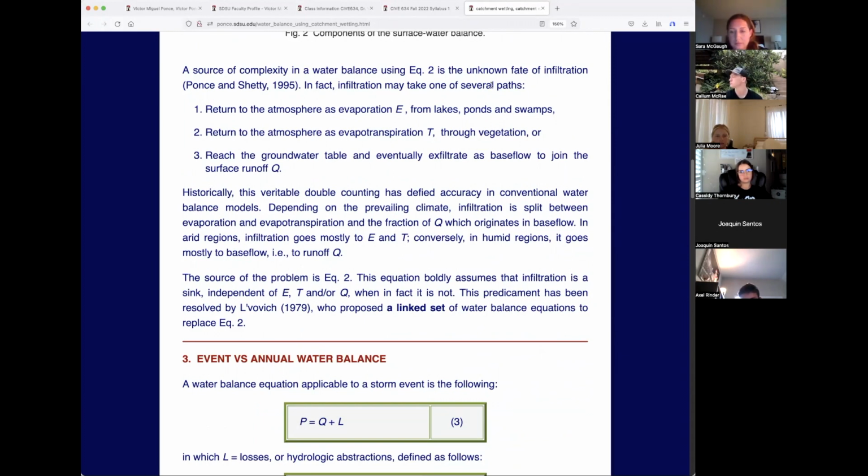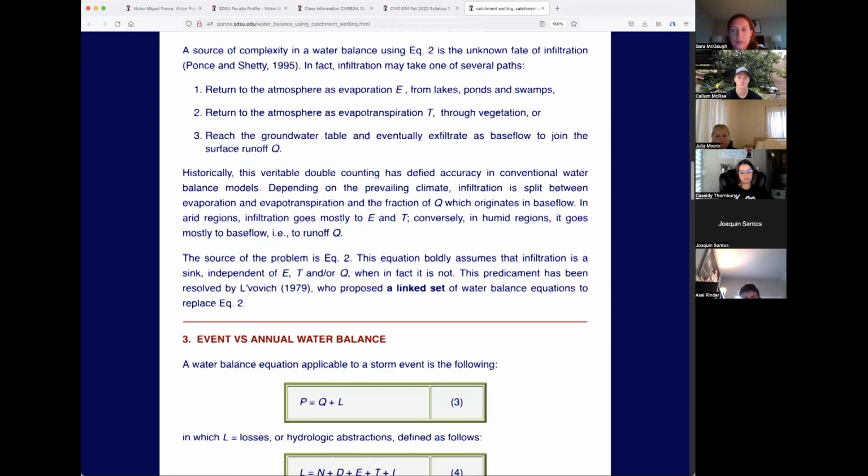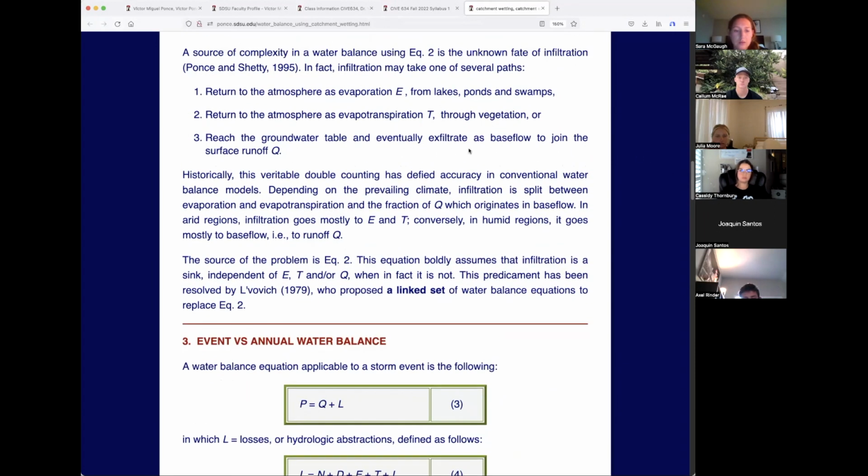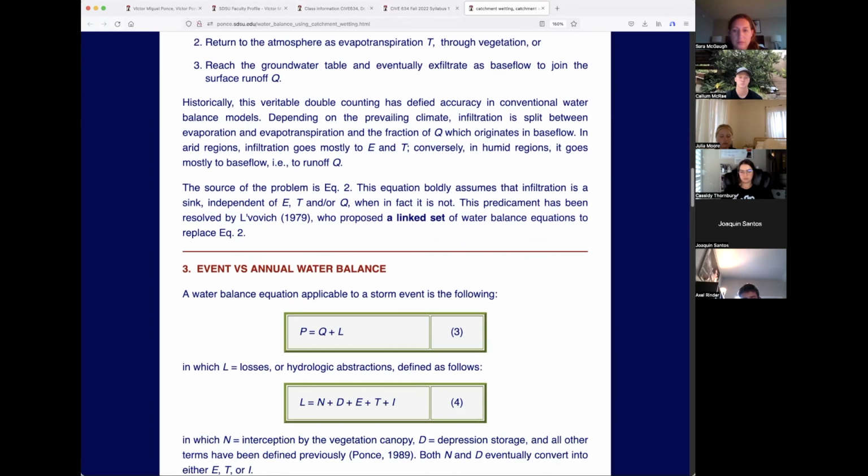And here we explain why infiltration is difficult. Unknown fate of infiltration. It can return as evaporation. It can return as evapotranspiration. And it can reach the groundwater and eventually exfiltrate as base flow to join the surface flow. Okay? This double counting has defied accuracy in conventional water models.